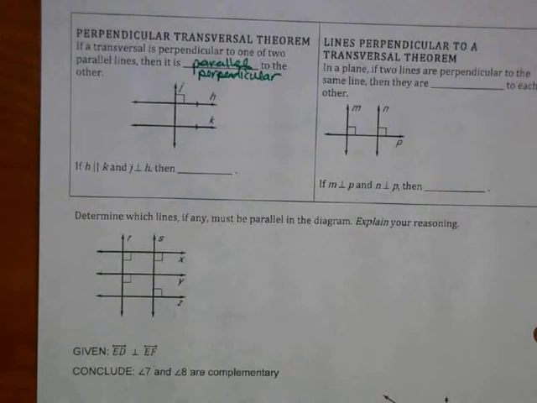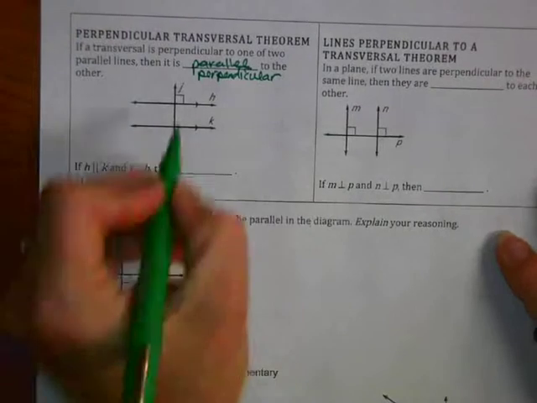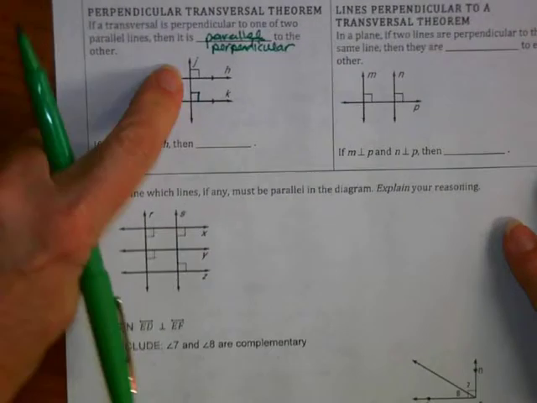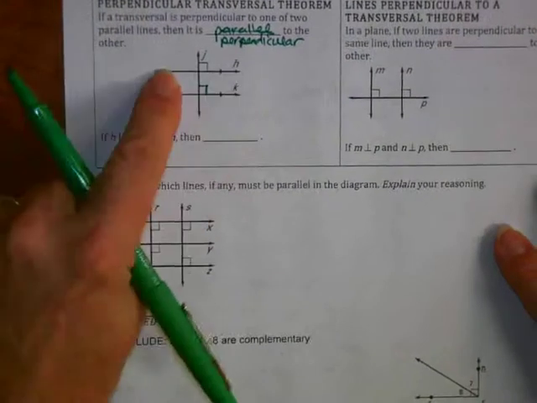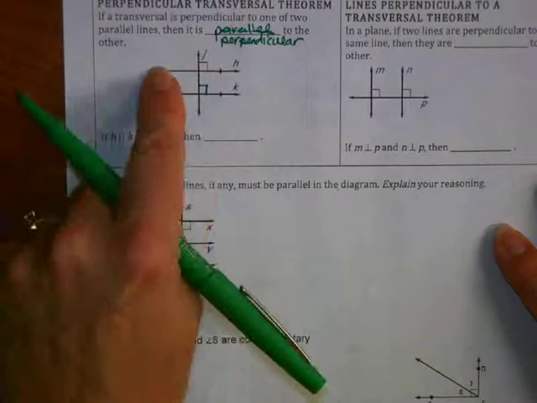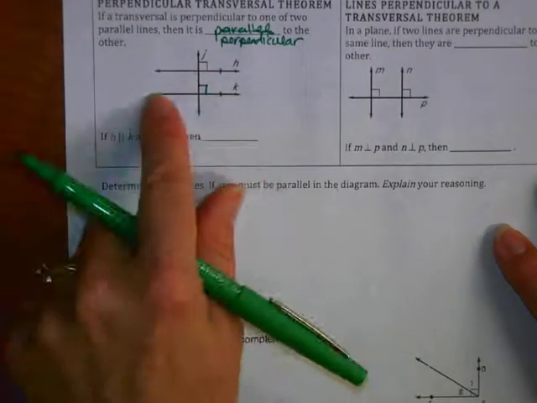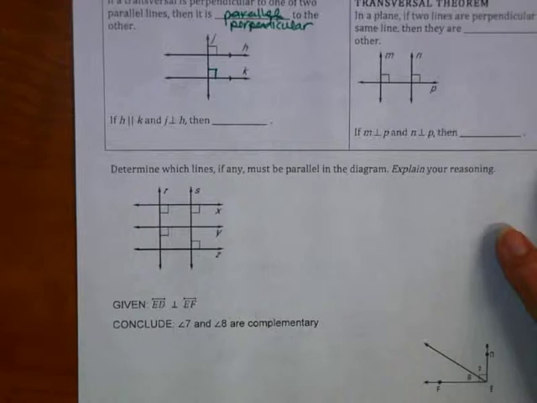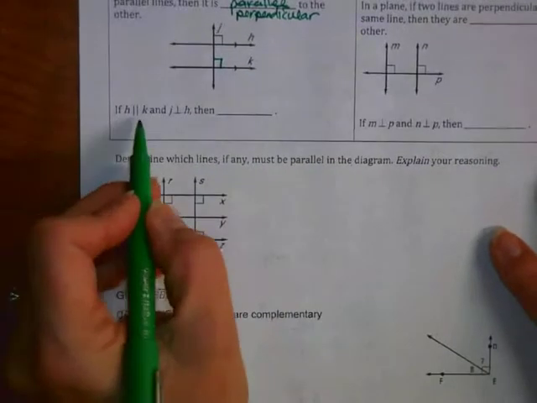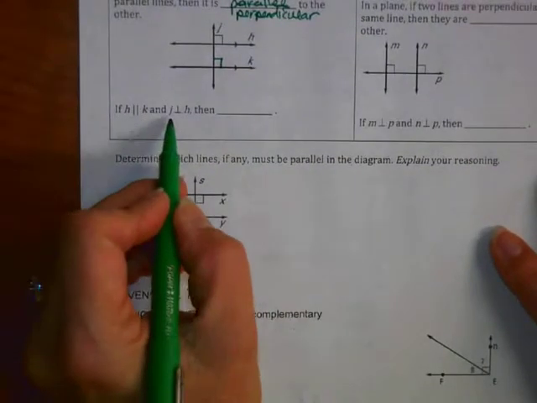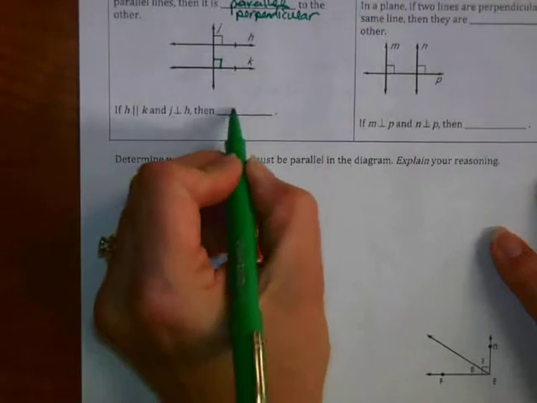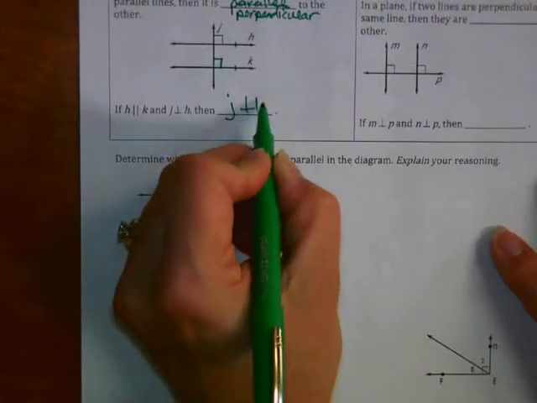All right, if a transversal is perpendicular to one of two parallel lines, then it is perpendicular to the other. So I can just put this right here. Since this is perpendicular to this one, the transversal is perpendicular to this line, it's also perpendicular to this line that's parallel to that line. If H is parallel to K and J is perpendicular to H, then J is perpendicular to K.